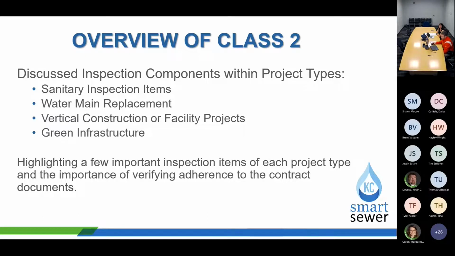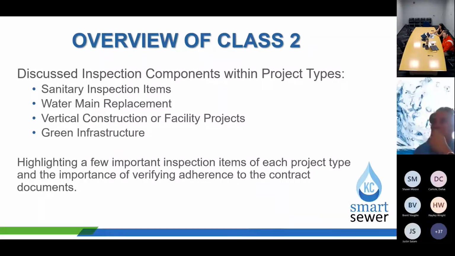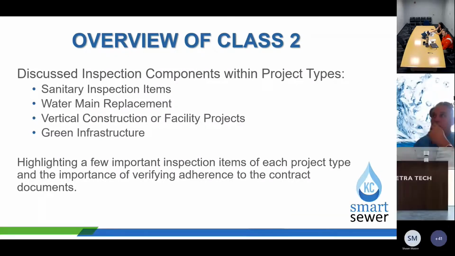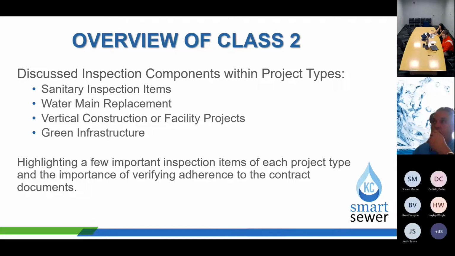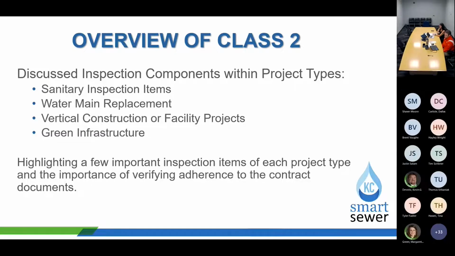Overview of Class 2: we discussed inspection components with different project types, covered sanitary inspection items, water main replacement, vertical construction and facility projects, and green infrastructure projects. And we highlighted a few important inspection aspects of each project type and verifying the adherence to the contract documents.